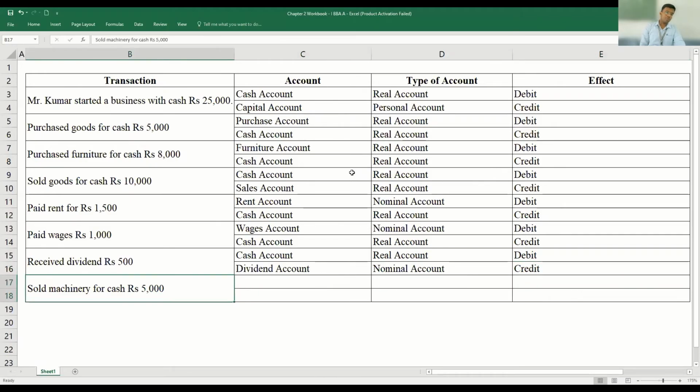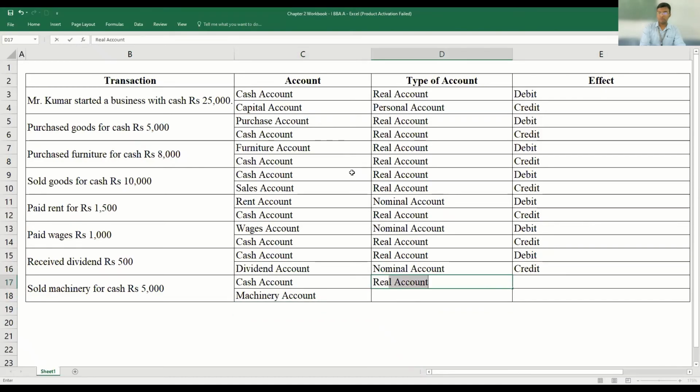Last transaction: sold machinery for cash, rupees 5,000. Which are the two accounts over here? The two accounts are cash account and machinery account. So when you sell machinery, what happens? Machinery would be going out, cash would be coming in.